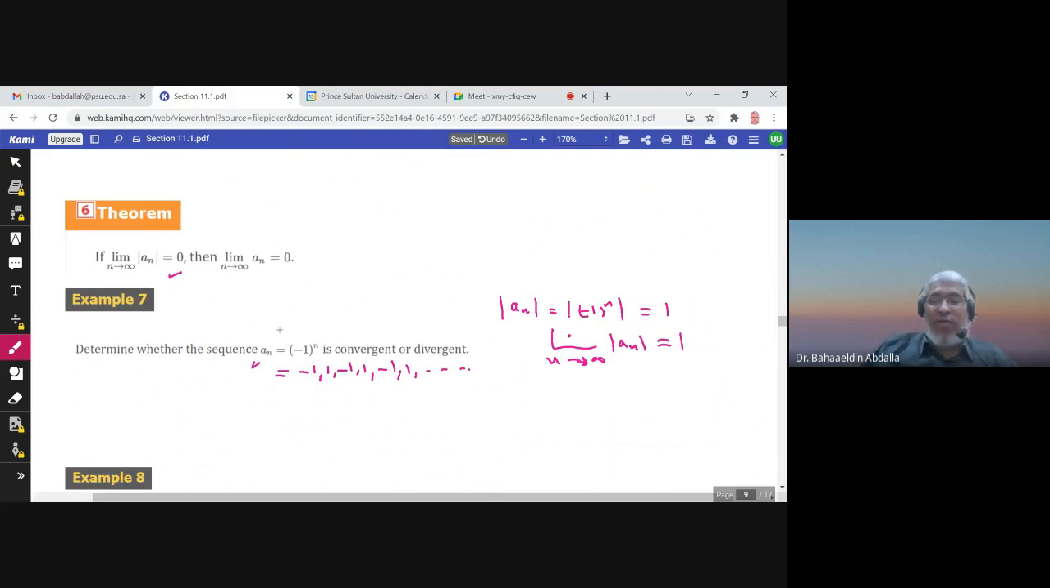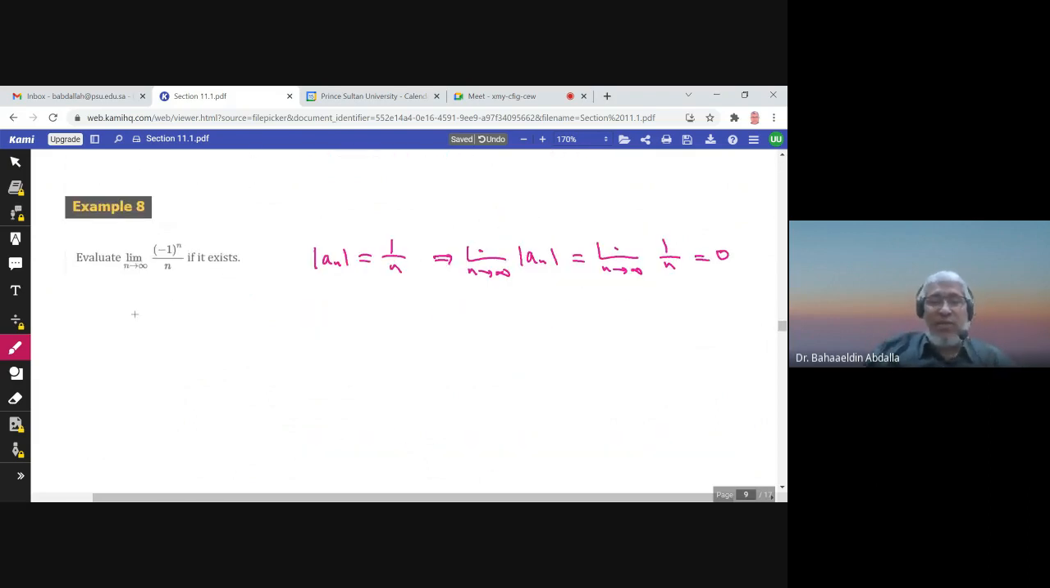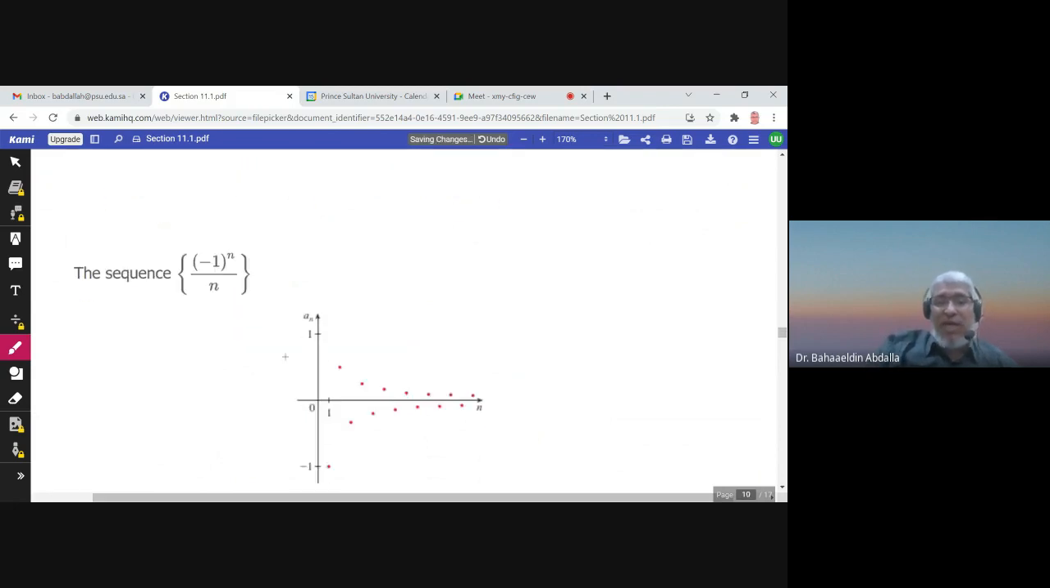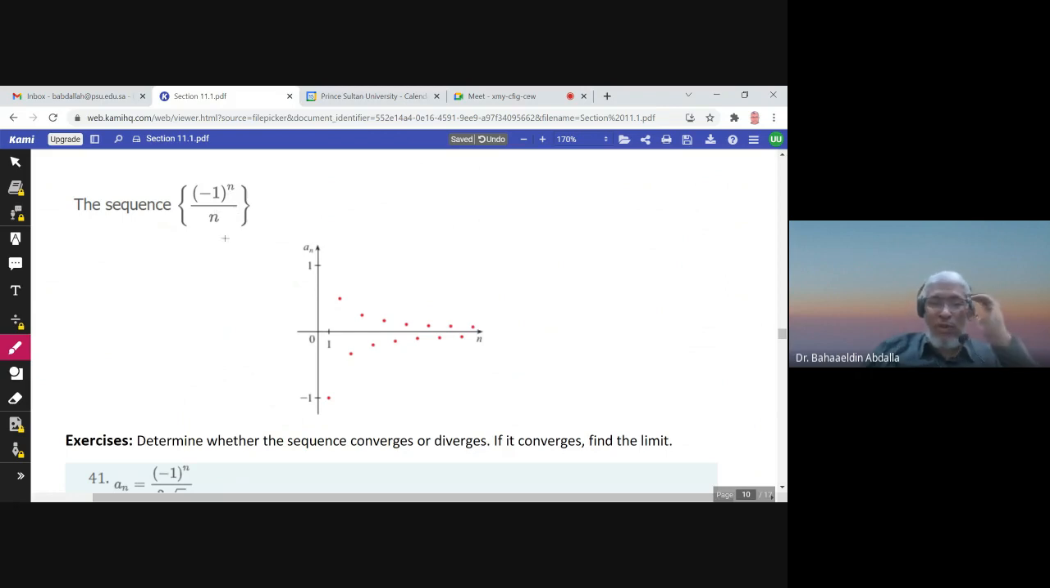So now I have the theorem. The limit of the absolute value of a_n is 0. Then the theorem says the limit of the sequence itself is 0. So I conclude from here that the limit of (-1)^n over n when n approaches infinity is 0. And this sequence converges to 0. So the sequence a_n is convergent.